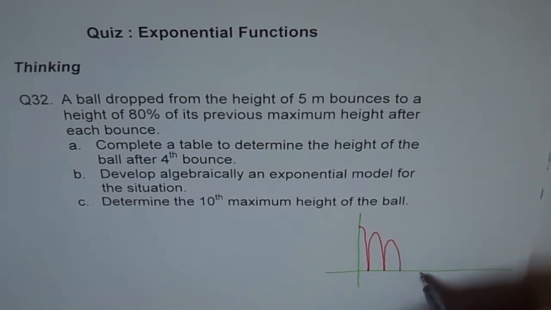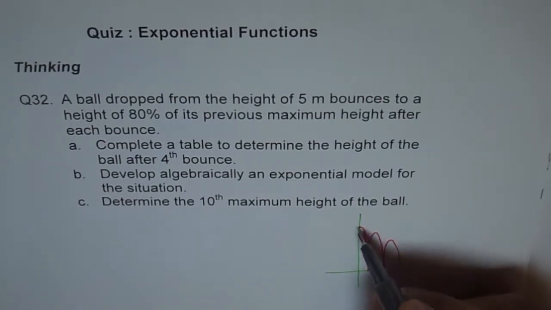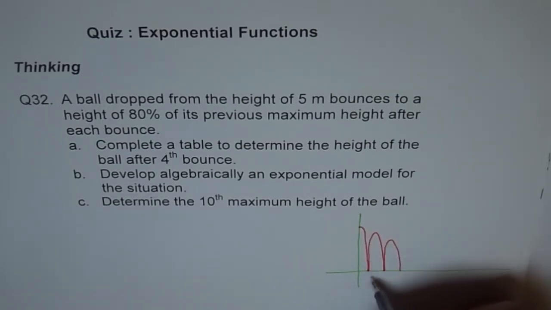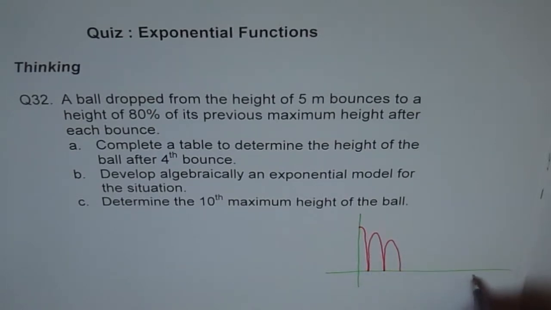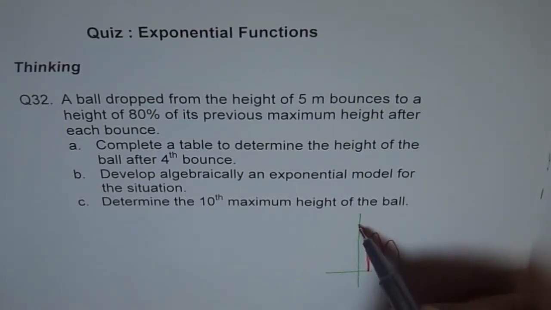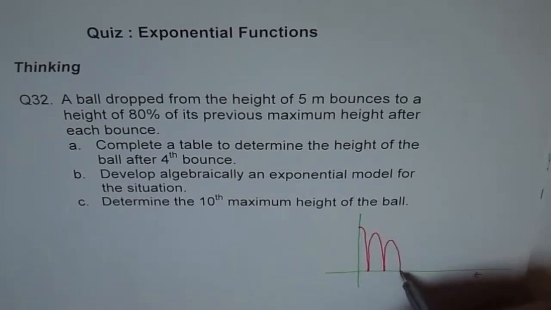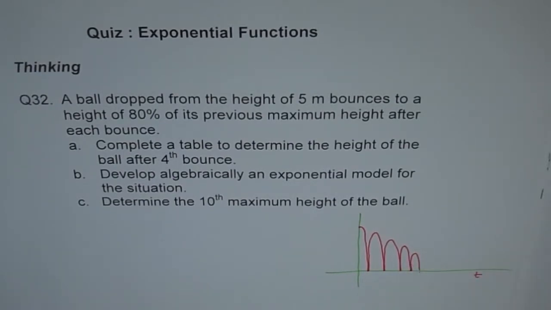I'm trying to show the time here. But the ball is bouncing at the same place. You understand? The ball is bouncing at the same place, but I'm showing time separately, otherwise things will be overlapping and it's very difficult for me to show you. So with time we see the ball goes to different heights, decreasing every time.